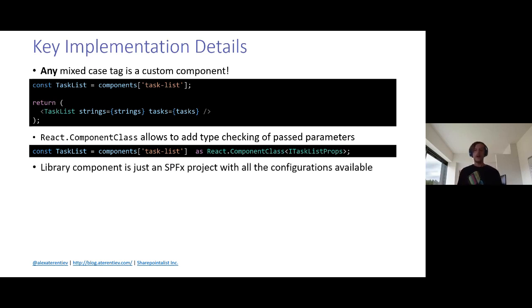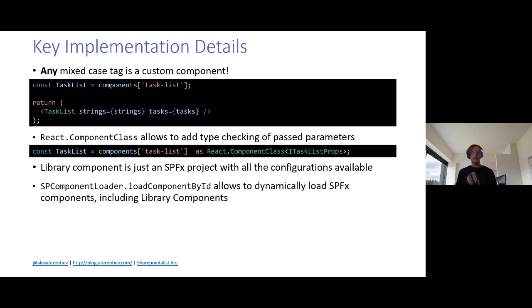Library components are just SPFx projects with all the configurations available. So basically, you can reference React in there, which is important for React templates. You can use Office UI Fabric React support in there, or Fluent UI, sorry. You can use PnP reusable controls, so whatever you want.